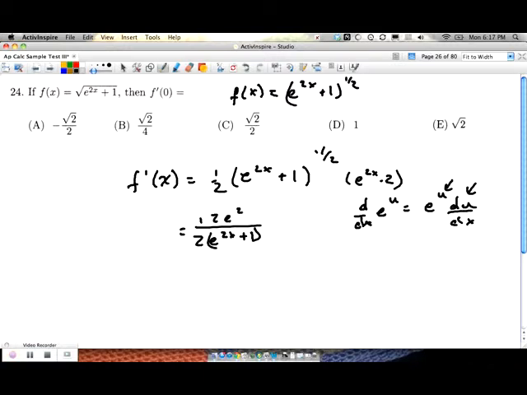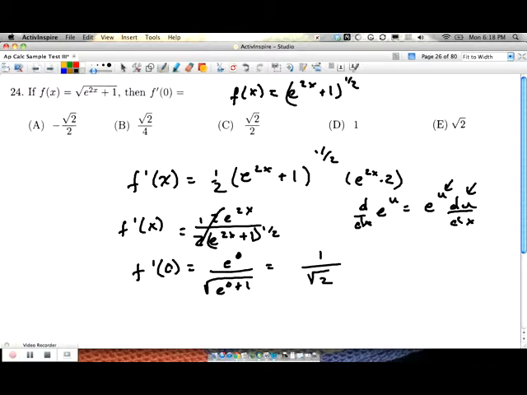Well, first the 2's reduce. Now I can go ahead and plug in 0. F prime of 0 is going to be e to the 0 over, oh by the way this is square rooted, the square root of e to the 0 plus 1, which is equal to 1 over square root of 2. If I look at these possible options, that's not any of those, so I need to rationalize the denominator. So if I multiply the top and bottom by that square root, the bottom will become 2. The top will become square root of 2. Now my answer is C.